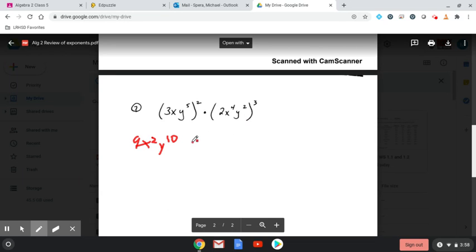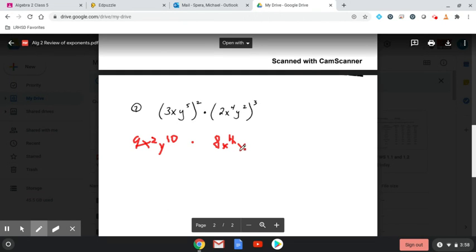I'm going to do the same thing over here. The 3's got to get distributed. 2 cubed, right? Don't forget to do the numbers. Sometimes students just want to do the variable. Becomes 8. Four times 3 is 12. And then 2 times 3.